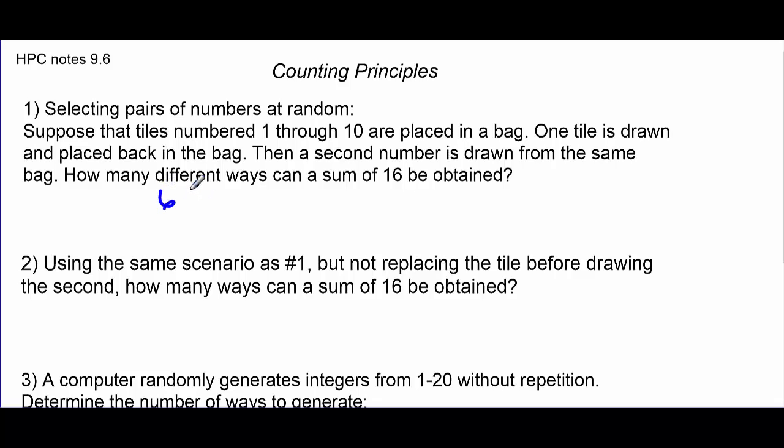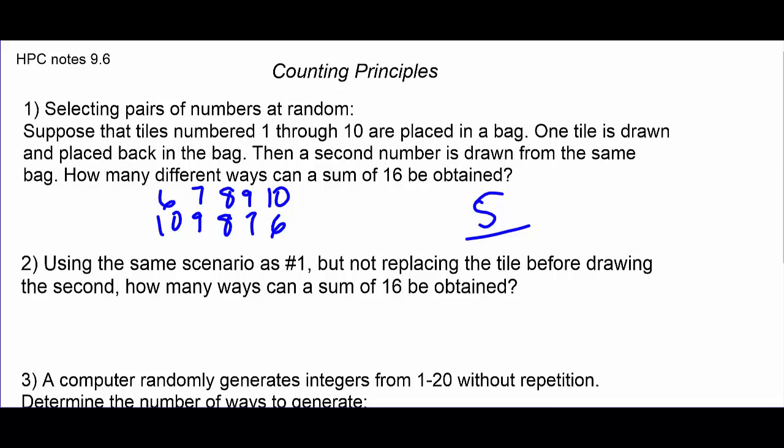Well, the only way we can get 16 is if the first number is at least 6, because the largest number is 10. So we could get 6, 7, 8, 9, or 10. And then that would be coupled with the numbers 10, 9, 8, 7, and 6 from the second draw. So that would give us a total of 5 combinations that would sum to 16.